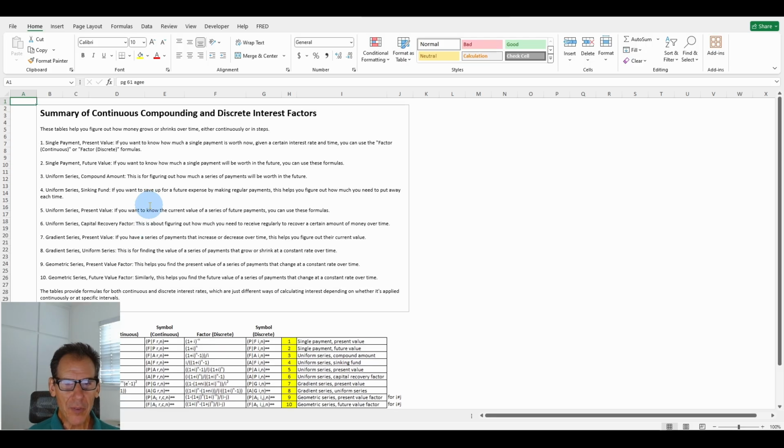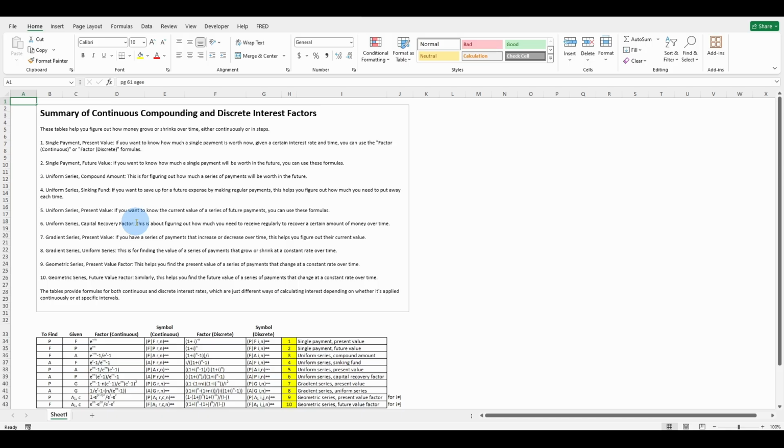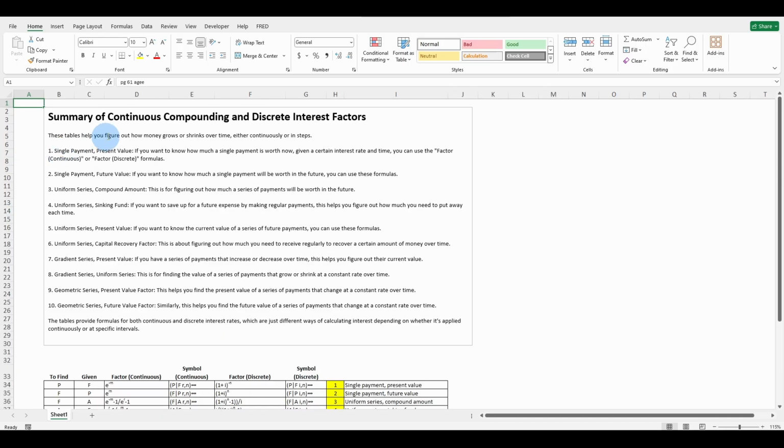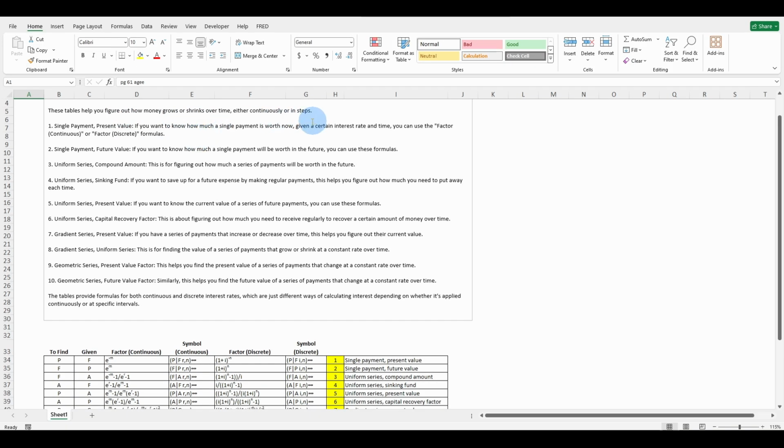Generally, when we're doing finance, we use monthly compounding. But in the next 22 sessions, we're going to move towards continuous compounding. Sometimes it can pose problems, not in the calculation, but in the logic. These tables help you figure out how much money grows or shrinks over time, either continuously or in steps.